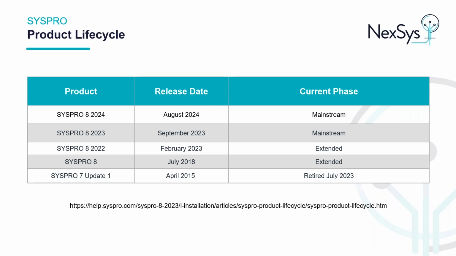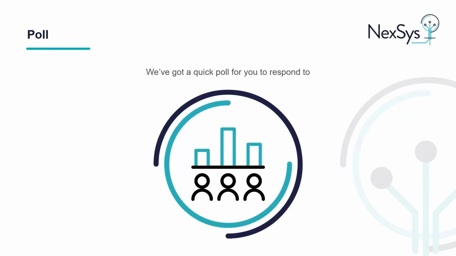SYSPRO 7 is an older release. It was retired in the summer last year. So it is a product that you want to look to move forward from. And if you wanted to get a sense of what the life cycles look like, SYSPRO keeps that updated on the help site, so do a search for product life cycle. Now, before we kick off, I just want to get a sense from you what you're currently running.